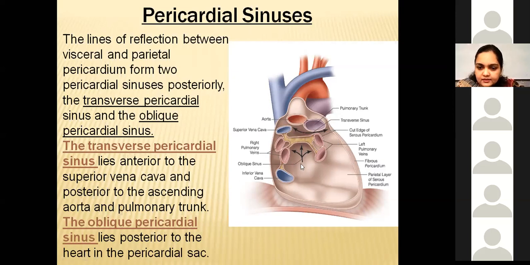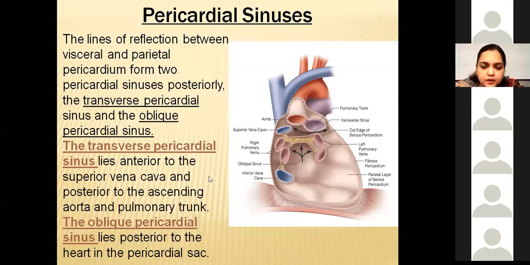Another sinus which develops due to reflection of these two layers of the pericardium during the development of the heart is the oblique pericardial sinus, and it is located just posterior to the heart. The whole heart is covered by pericardium, and due to reflection of these two layers, a small passage appears and it runs obliquely. This is called the oblique pericardial sinus. It lies posterior to the heart in the pericardial sac.